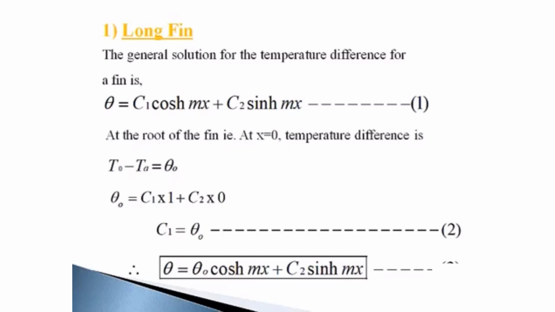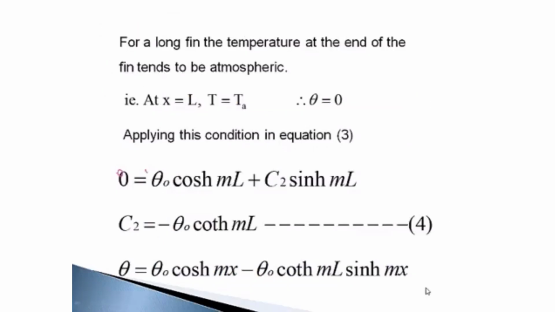This constant C1 equal to theta 0 is common for all the three types of fins which I mentioned, because for all the types of fins at the base, the temperature difference is theta 0, that is T0 minus TA. So all the three types of fins, these steps are the same. You will get C1 as theta 0. So this solution holds good for all the three types of fins: theta is equal to theta 0 cosh mx plus C2 sinh mx. Now we go for the next condition.